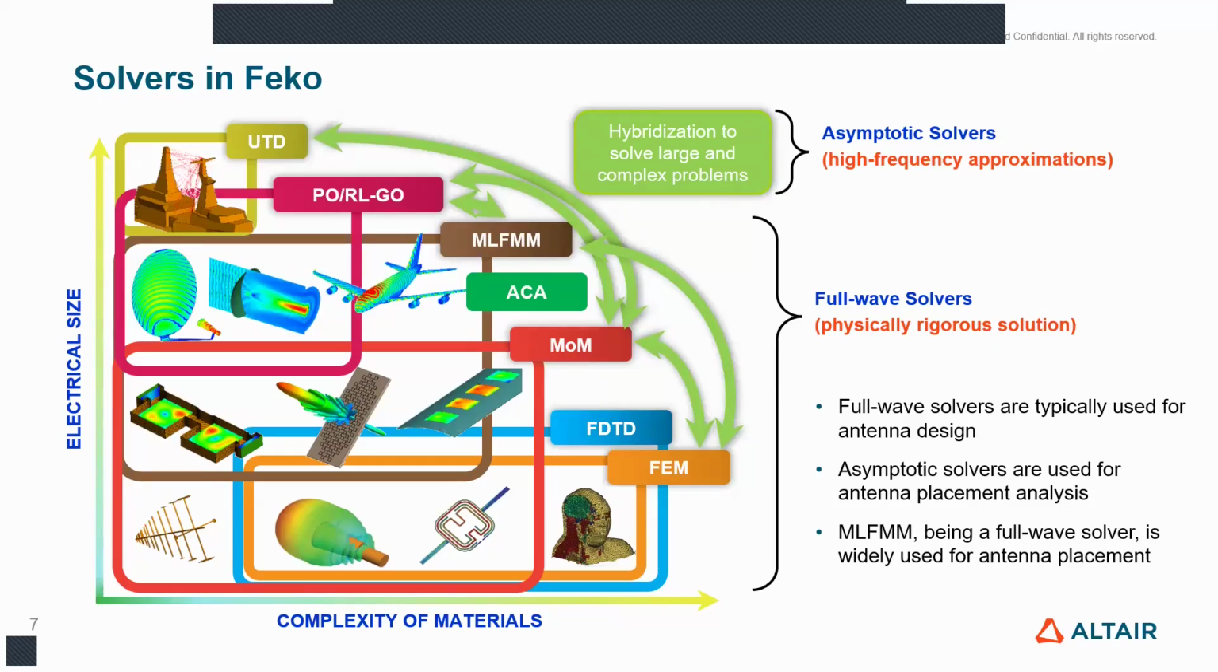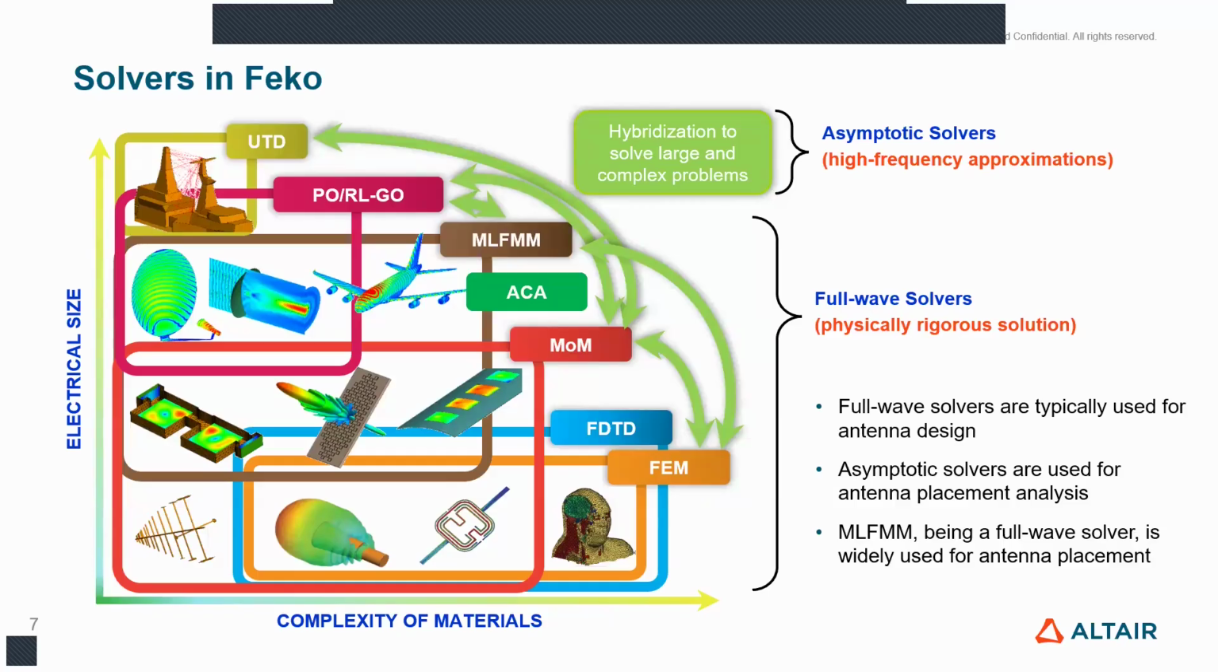Okay? And if you see those bidirectional arrows, not only having these solvers, they are hybridized. Okay? So a single problem can be solved with multiple solvers. Okay? If, for example, you are doing antenna placement on a large platform, so for the antenna part, you can use method of moments. For the platform part, you can use one of the asymptotic methods. Okay?